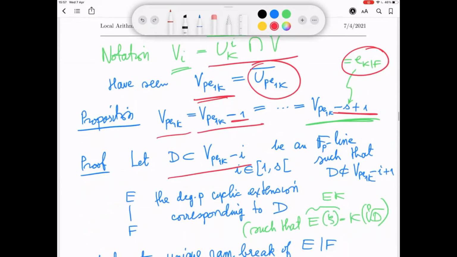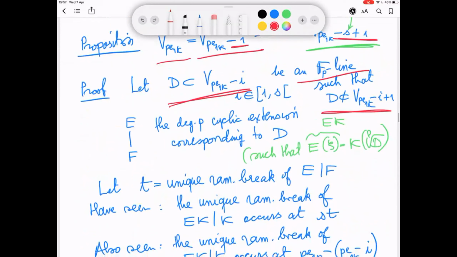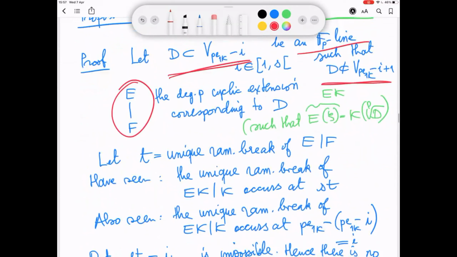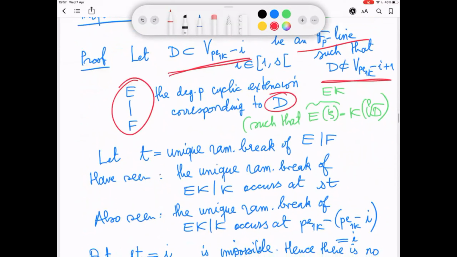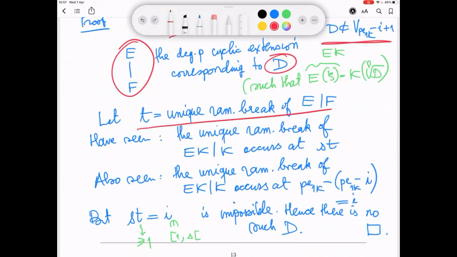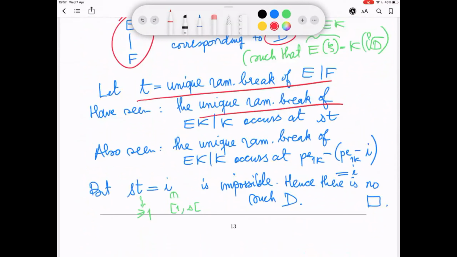Okay. So let's prove this. Let's take a line D in one of these things. It's an FP line, which is not contained in the previous one. Then you get a degree P cyclic extension, right? Because they correspond to such lines D. And if T is the unique ramification break of E over F, then we have seen that the unique ramification break of EK over K occurs at ST. This is what we had done last time.